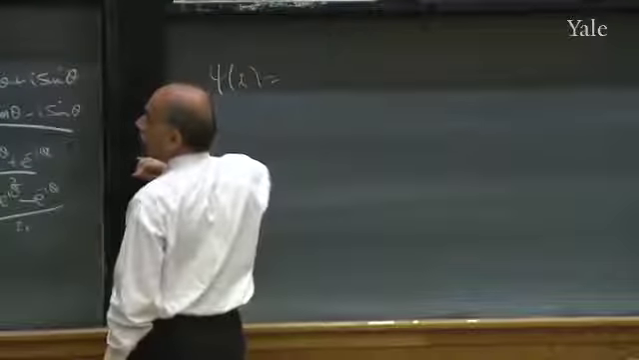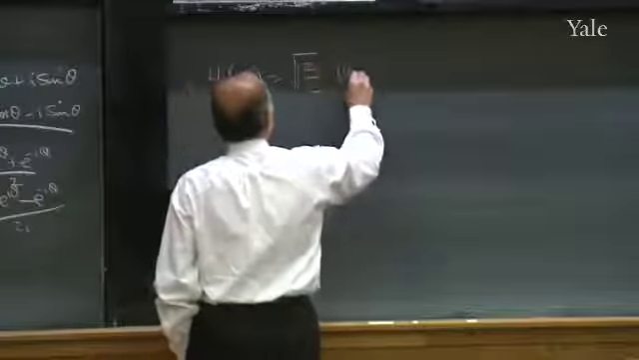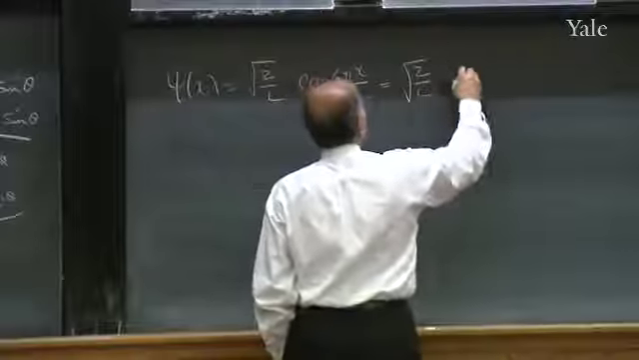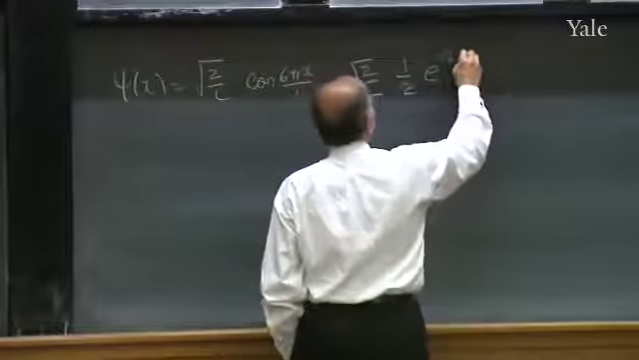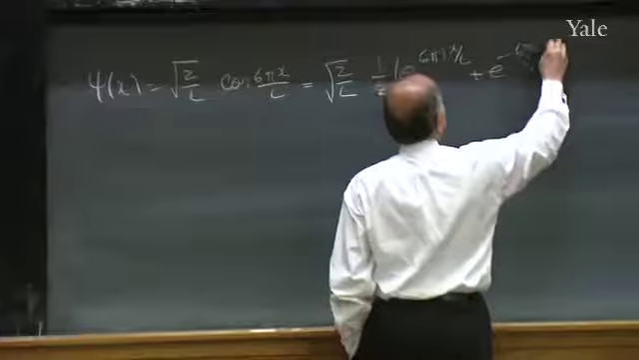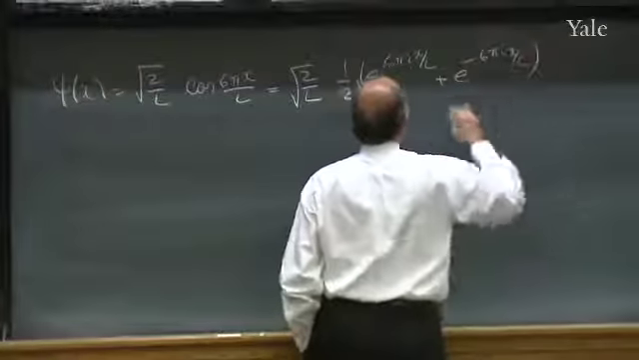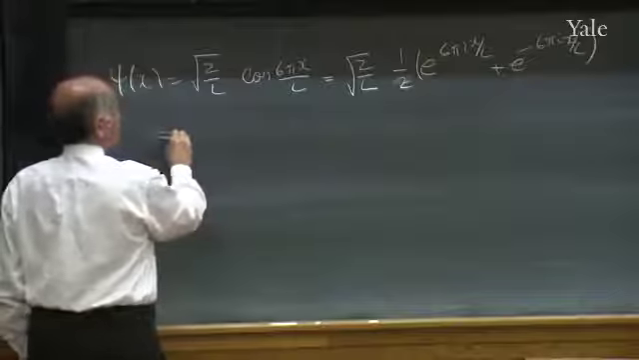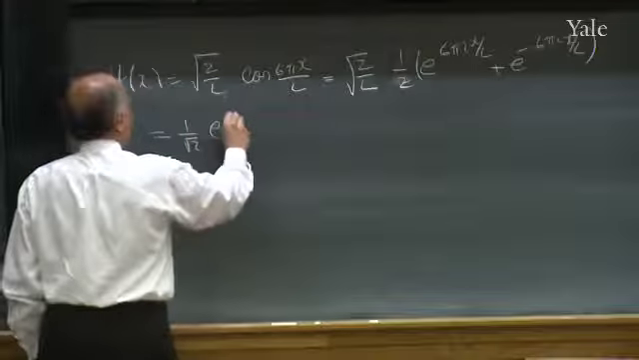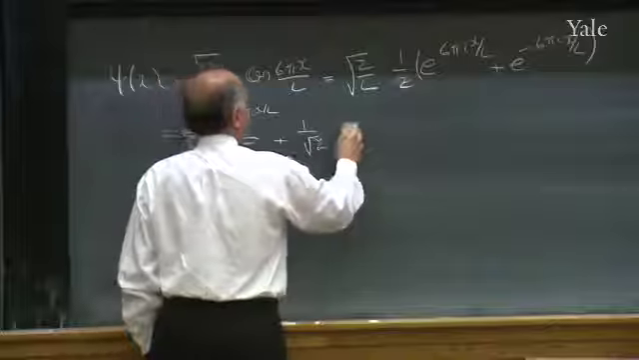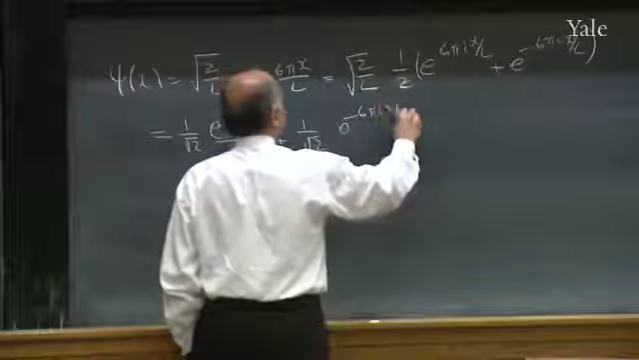Therefore, I can come to this function here, and I can write it in terms of, so what I'm telling you is psi of x, which was given to us, is equal to the square root of 2 over L times cosine 6 pi x over L. But I'm going to write it as square root of 2 over L times 1 over 2 times e to the 6 pi i x over L plus e to the minus 6 pi i x over L. So that I will write it very explicitly as 1 over root 2 times e to the 6 pi i x over L divided by square root of L, plus 1 over root 2 e to the minus 6 pi i x over L divided by square root of L.